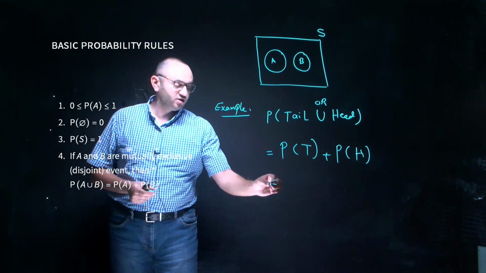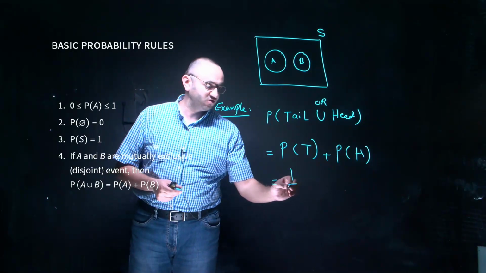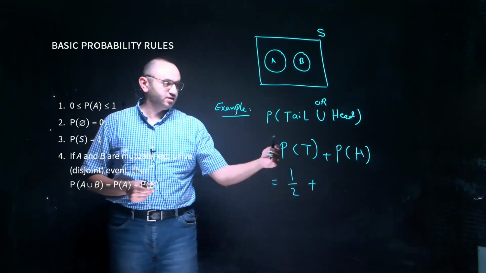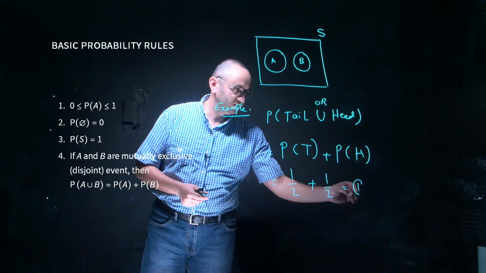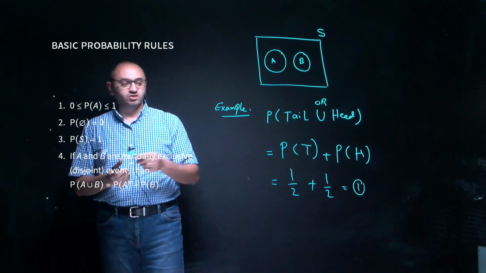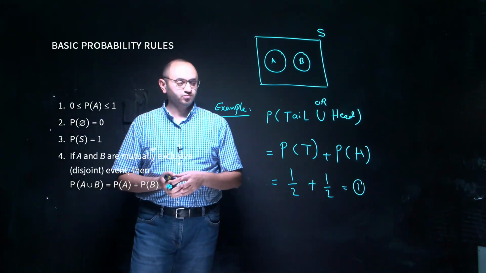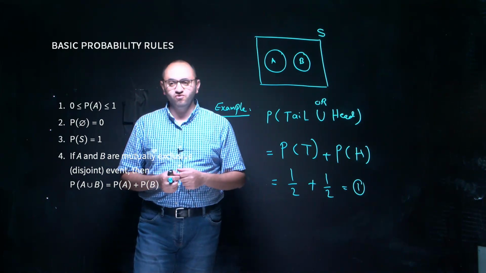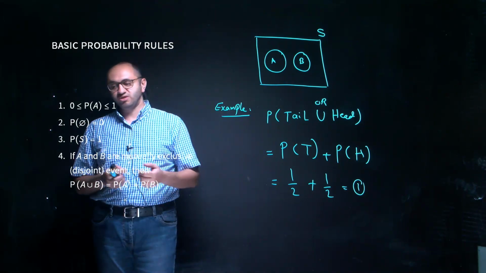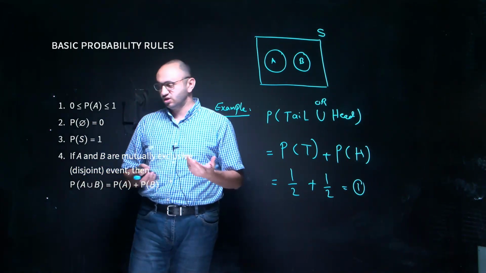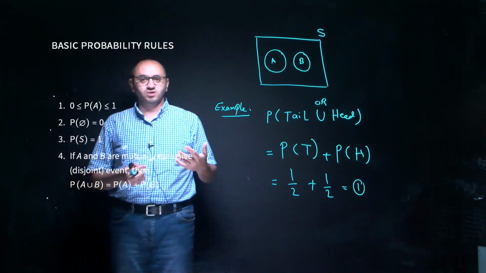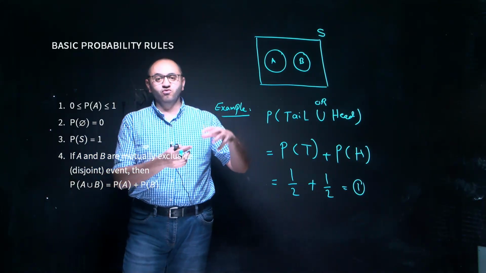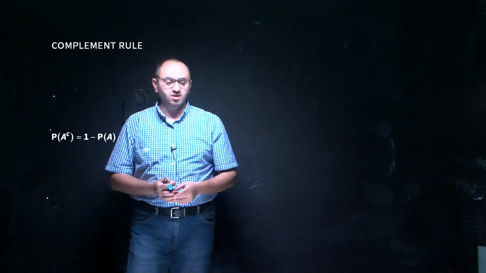And the probability of getting a tail is 1/2. The probability of getting head is 1/2. So the answer is 1. All right, so this is when we have disjoint or mutually exclusive events. Now, some of you may ask, how about if we have overlap? The next is the complement rule.